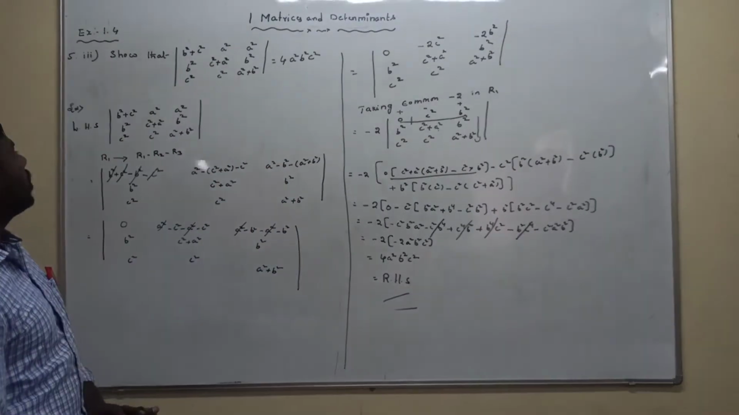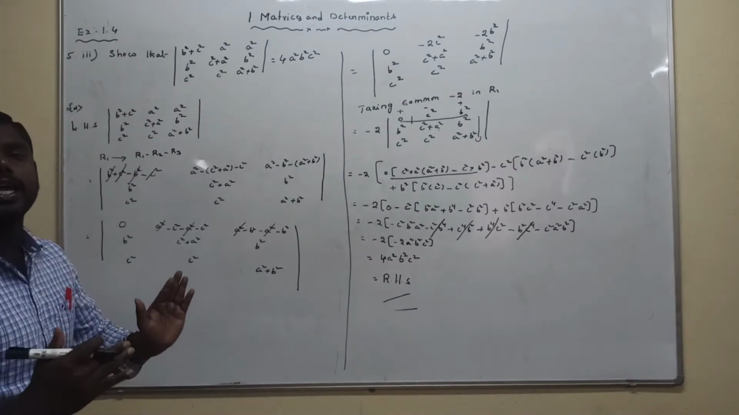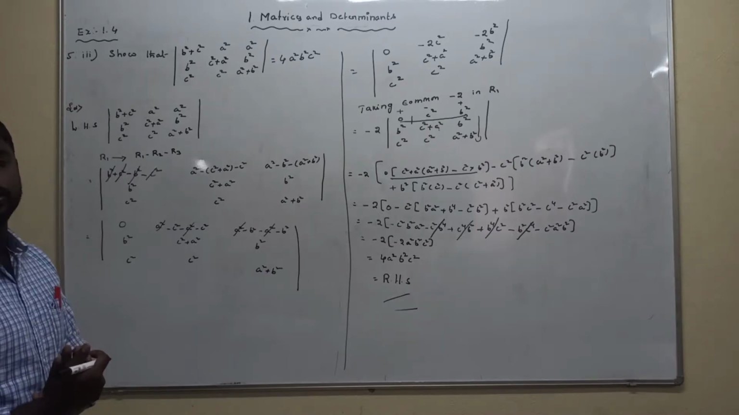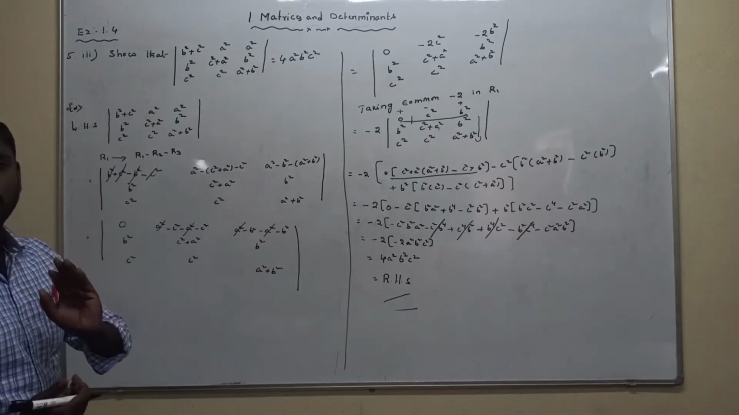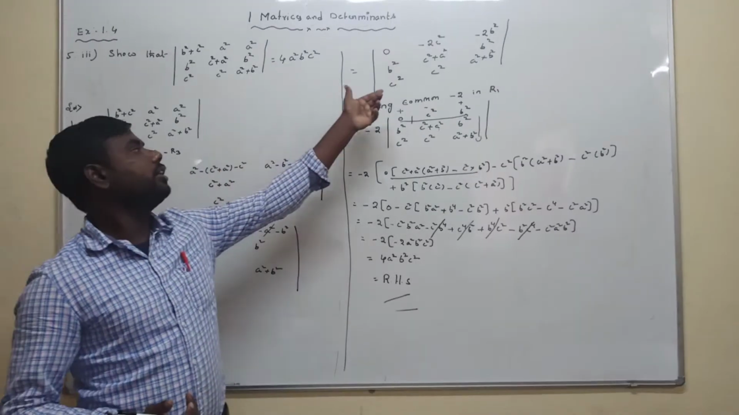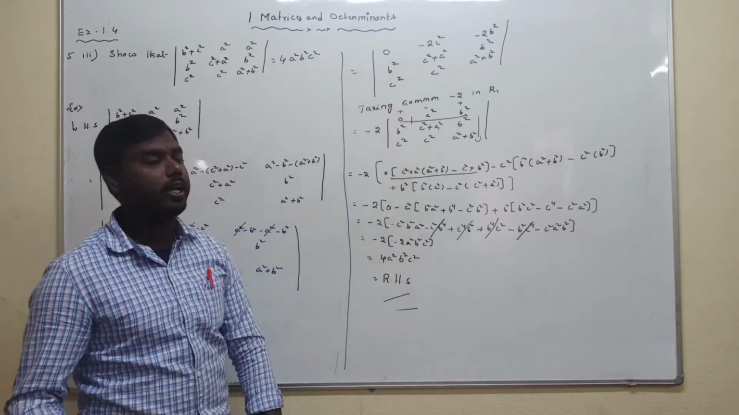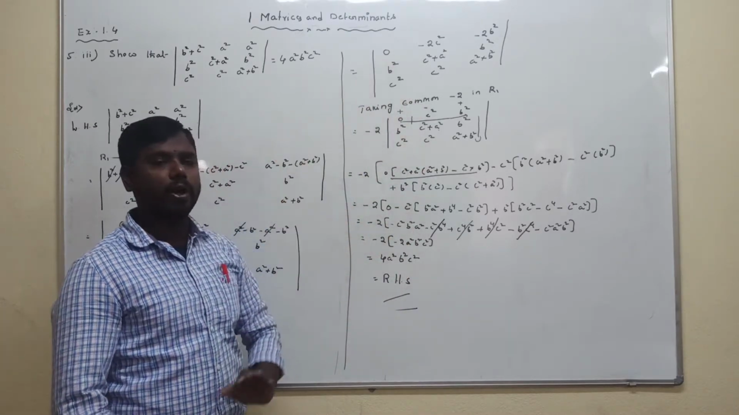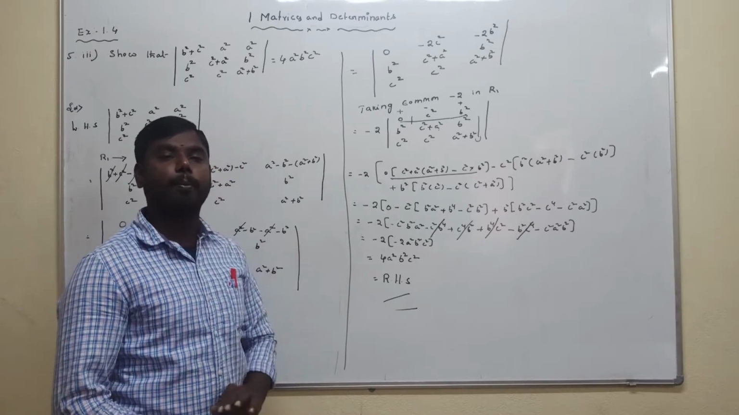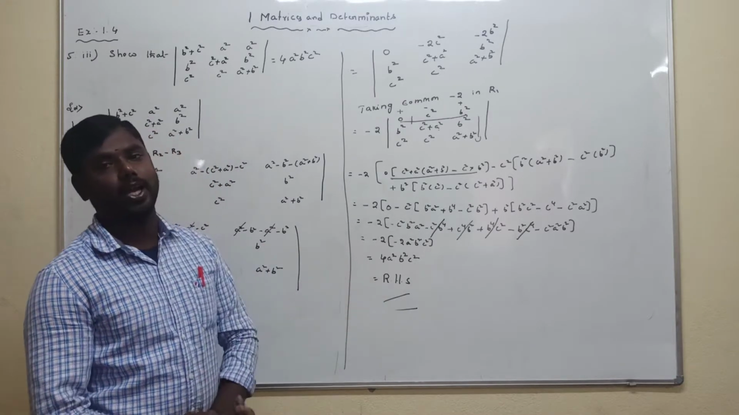Very simple. First, we have to put the 0. That's why we take the condition R1 changes to R1 minus R2 minus R3. After applying the condition, we get this determinant. Then you should apply the determinant condition. The first row, taking minus 2 common outside. After that, you should apply the determinant condition. We get the RHS value.